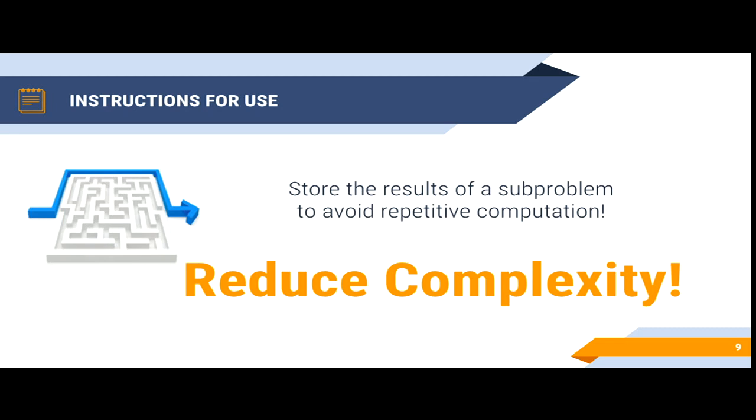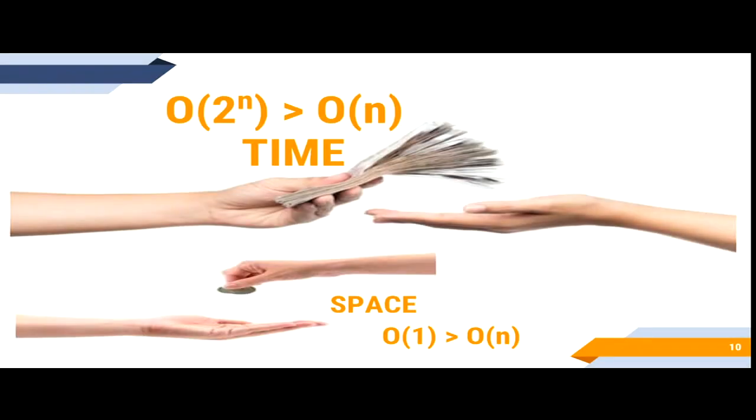A better illustration will be something like that. We all know that time is money, right? So we'll be reducing the time complexity from 2 to the power of n to n. Now you might be wondering, what does that mean? And for the space complexity, it's O(n) to O(n), so there's no change.